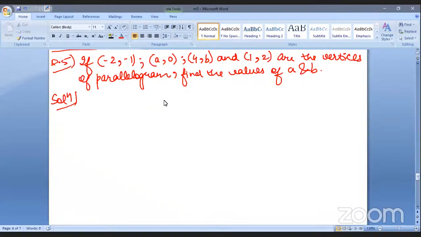Ma'am, would you please draw the diagram because I'm not getting whether the point is C or point D on the parallelogram. Okay, let me draw it. This is a parallelogram where we have A, B, C, D. Let us go by order: A, B, C, and D.